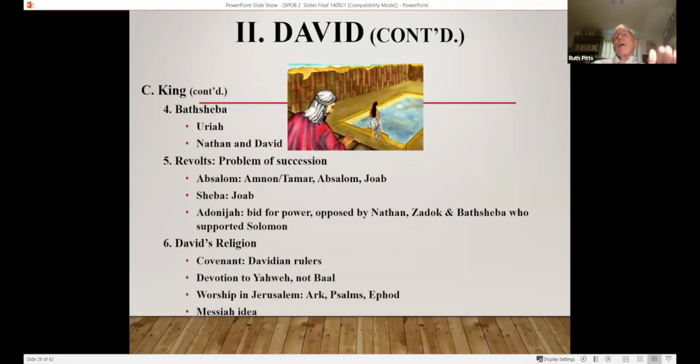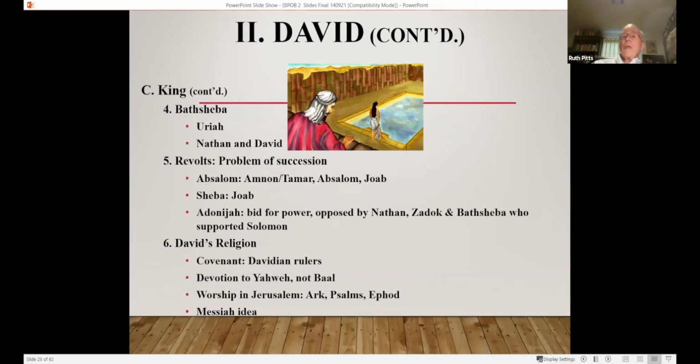Now, the narrator has given us a wonderful picture of success after success after success of David in the first half. Then, with his adultery with Bathsheba and the killing of her husband Uriah, now you'll see the narrative going down, down, down. And that's just the literary structure of these passages of the Old Testament. So the problem is one of succession.